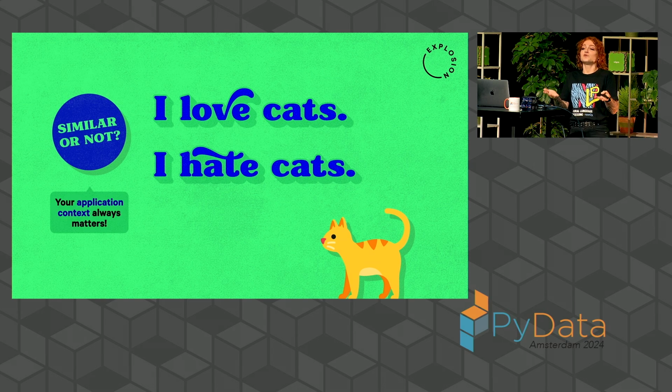Out of all the things you could say in the English language, yes, of course, these 2 sentences are incredibly similar. It's sentiment about cats. But if you're building a dating app and you're trying to match people up based on their profiles, well, you probably want to consider these 2 things as very dissimilar. And so, again, your application context always matters. And the same is true for more complex, structured extraction and information extraction questions.